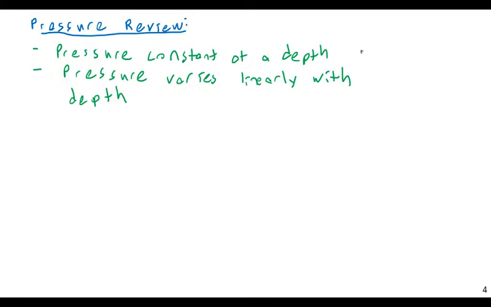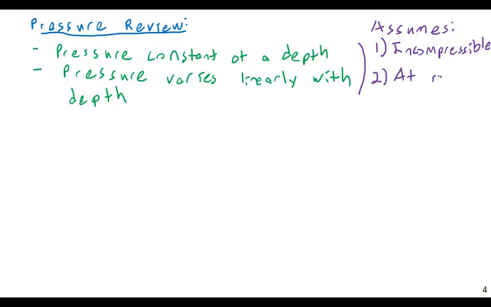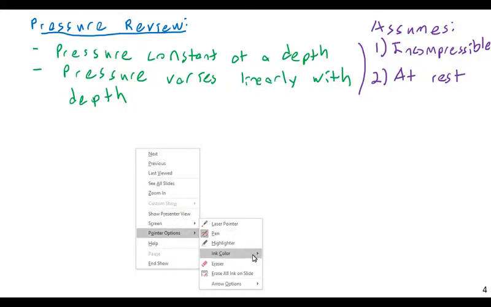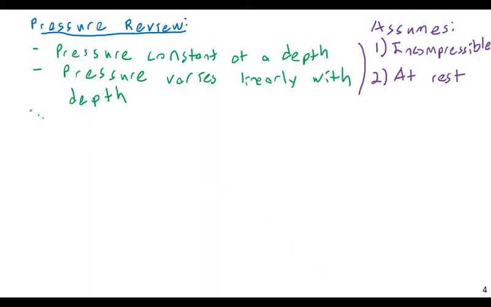So again, this assumes two things. One, incompressible fluid. And two, at rest. So we're assuming the fluid that we're looking at is both incompressible but also at rest. And then also I want to mention gauge versus absolute pressure. Gauge versus absolute.